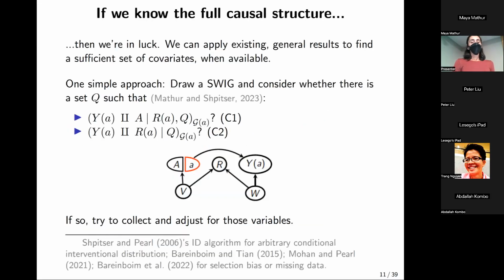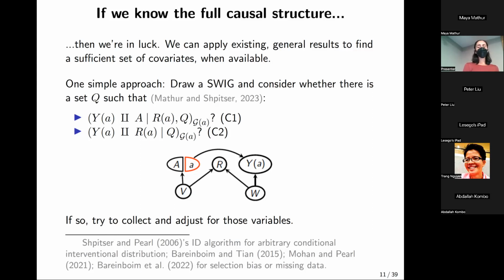Okay, so if we knew the full causal structure, we could actually be done pretty soon, right? We could draw the structure and we could use any number of existing results to find a sufficient set of covariates. One example, as a highly general thing, is Ilya and Pearl's ID algorithm, which would give us not only these types of results for selection bias, but indeed for any other type of conditional interventional distribution. There are also other results along the lines of selection bias.